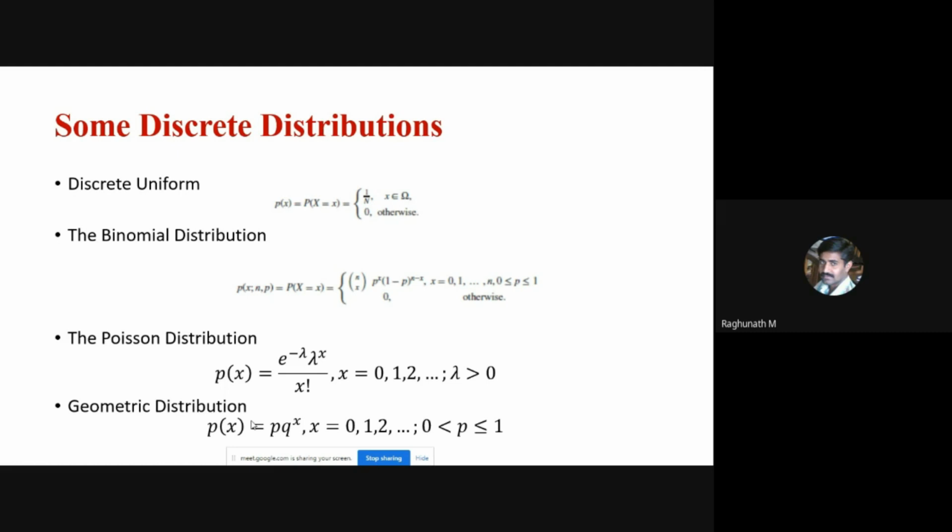So now, coming to this one, we have discrete distributions. I will not consider the discrete uniform here. But coming to binomial, Poisson and geometric, I am going to explain how the PMF will look, how to plot the PMF, and also how to generate observations from those distributions. That I am going to talk about next.